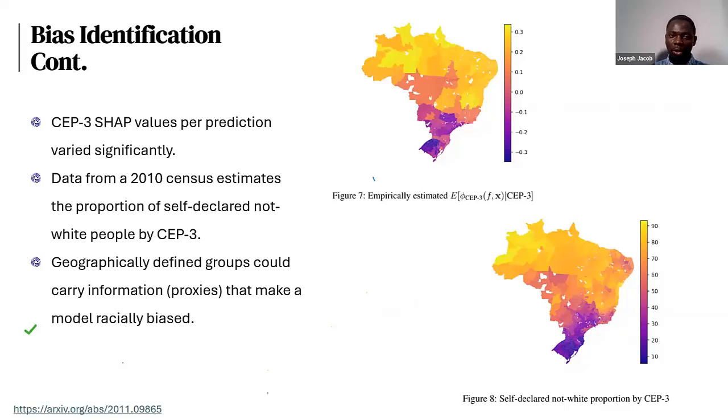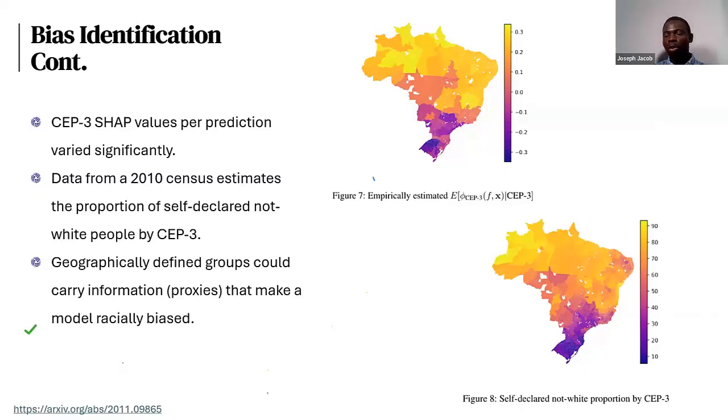What they noticed in the census data also was that more people who said they are not white are in the northern part, while fewer people who said they are not white are in the south, meaning southerners are more white and the northerners were more darker-skinned people. This showed that there is a geographical definition using the CEP3, which also carries racial information. They call them proxies, as Dr. Iba has mentioned.